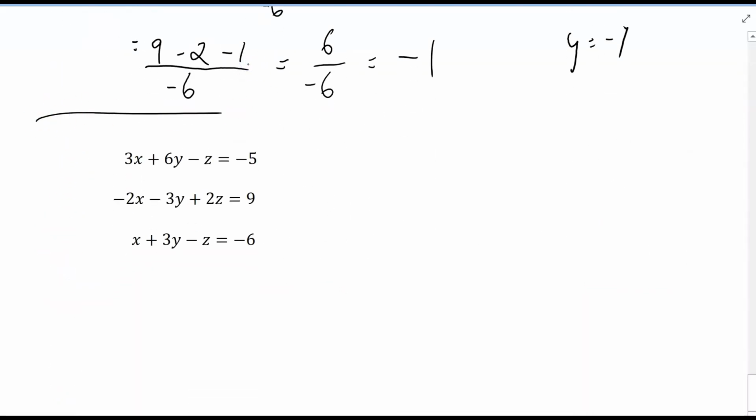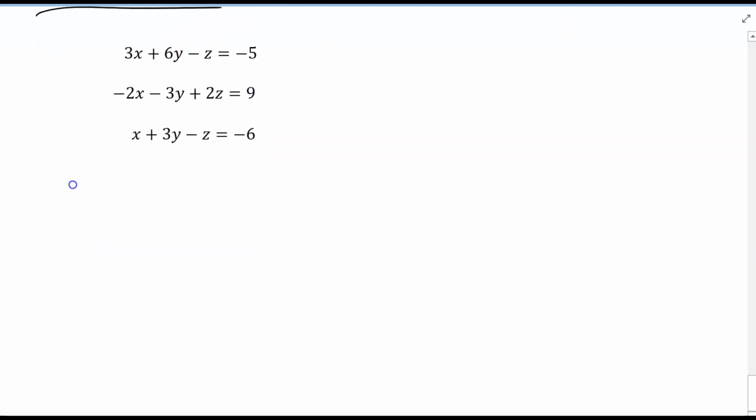Now, to solve for z, we can go to any one of these equations and sub in a 2 and a negative 1. Z will be the only unknown. Solve for z. All right, so that's one way to go. Now, what I suggest that you do is pause the video and try Cramer's rule one more time, solving for z. Okay, so pause the video and solve for z. I will have the answer here when you come back.